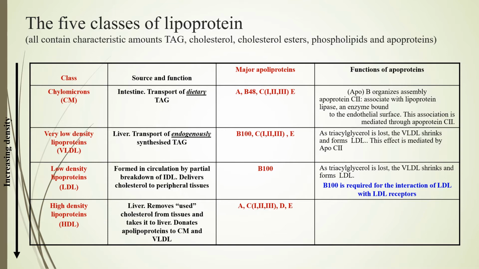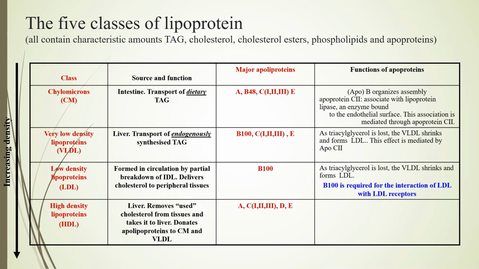The apoprotein component differs according to the type and function of lipoproteins, and as we see here in this table, for example, chylomicrons, the apoprotein component is apoprotein A, B48, C123, and apoprotein E.